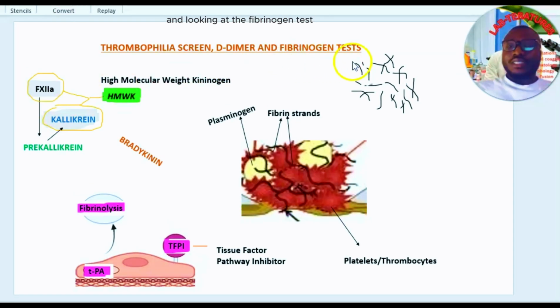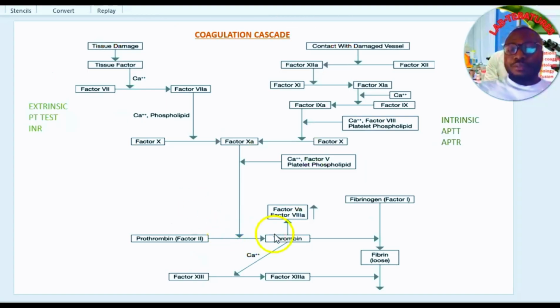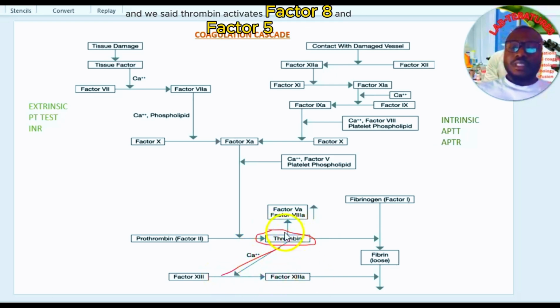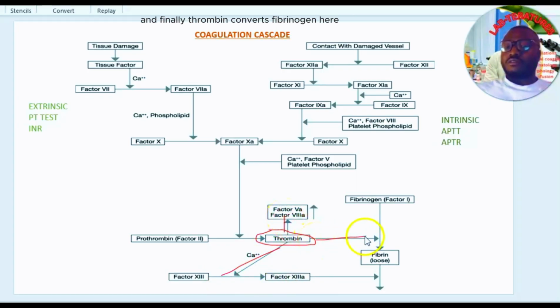Looking at the fibrinogen test, you will launch the clotting cascade, and as a recap, remember we made emphasis on thrombin. When I circled this thrombin, we discussed that thrombin is able to convert factor 13 into its active form, and we said thrombin activates factor 8 and factor 5. And finally, thrombin converts fibrinogen here into its fibrin monomers. That's a clot formation, like a loose fibrin.